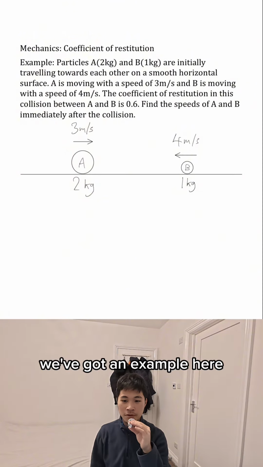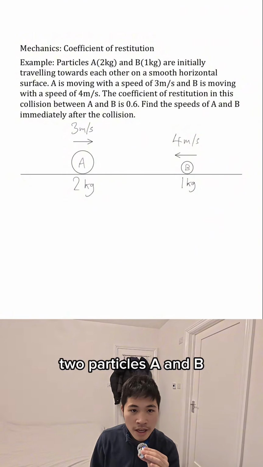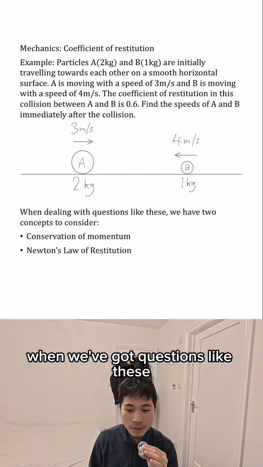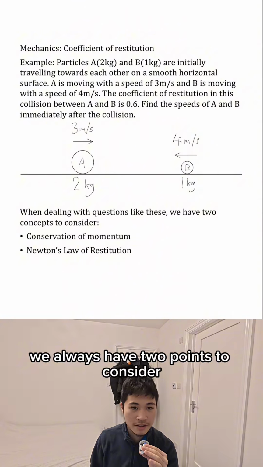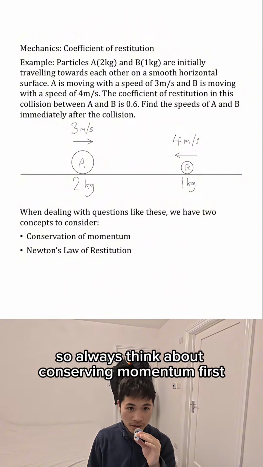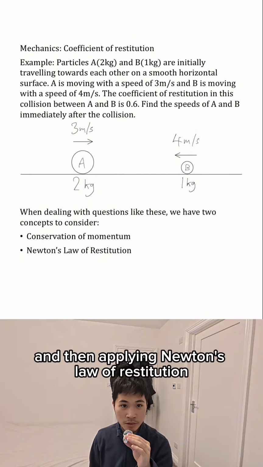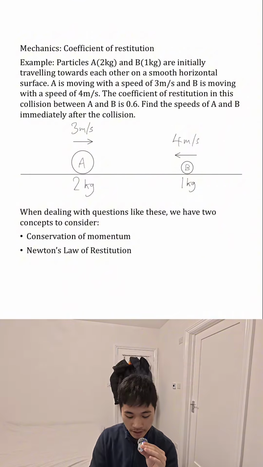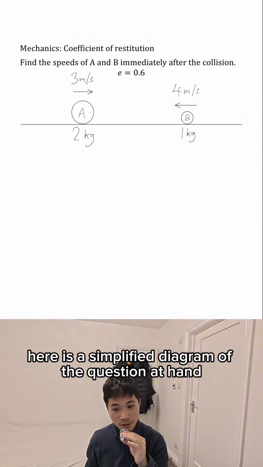We've got an example here, two particles, A and B. When we've got questions like these, we always have 2 points to consider, so always think about conserving momentum first, and then applying Newton's law of restitution. Here is a simplified diagram of the question at hand.